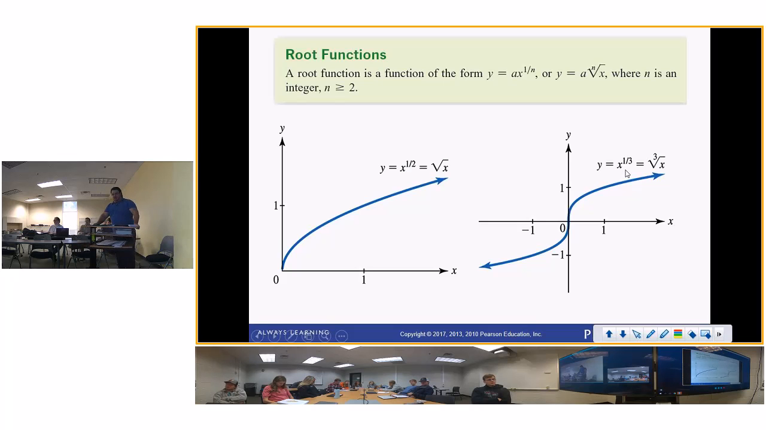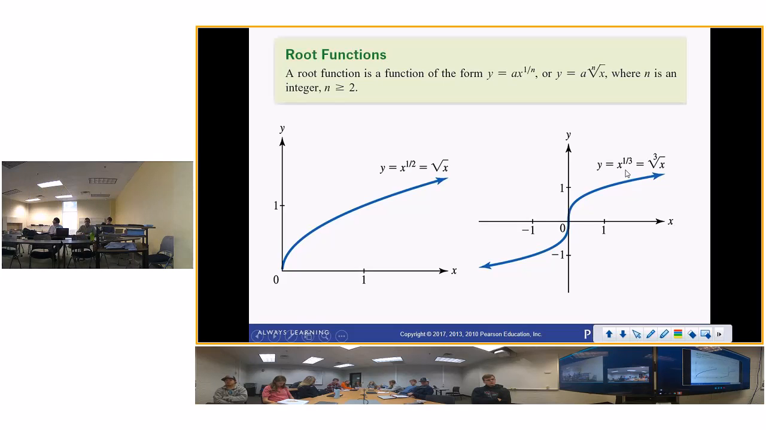And again, I'm not going to ask you too in-depth questions about these. I'm just going to ask you, what does this look like? And you have a choice of a cubic function or x to the 1/3. If it's sideways, it's going to be x to the 1/3. If it's vertical, then it's going to be what? X to the 3rd.